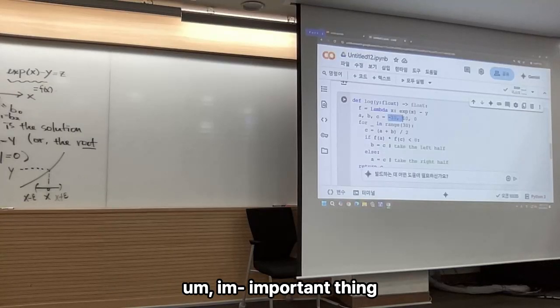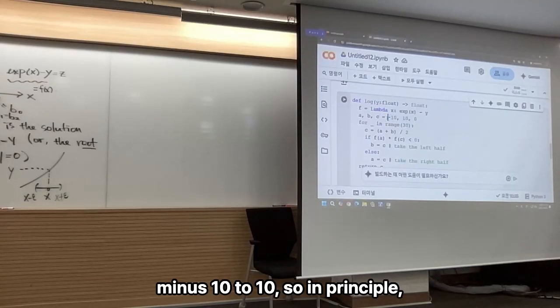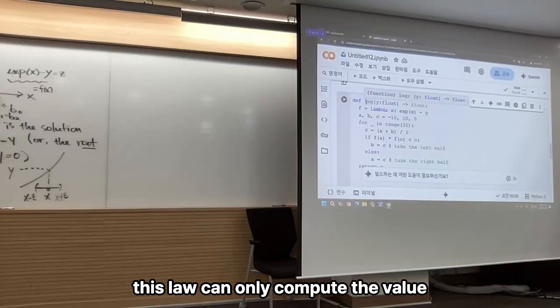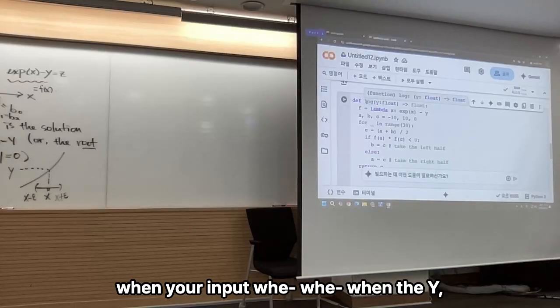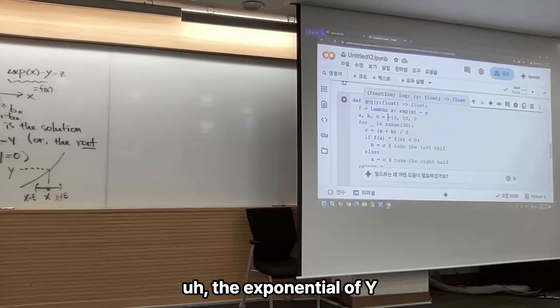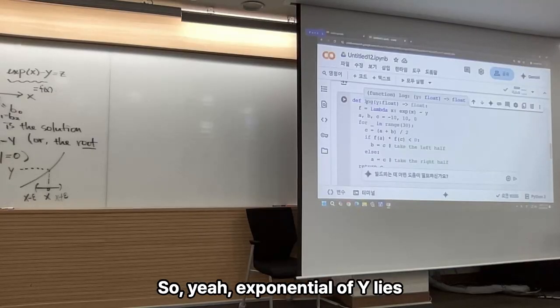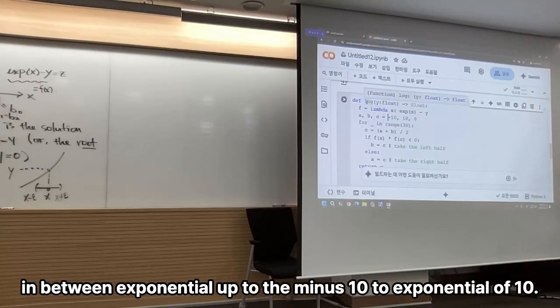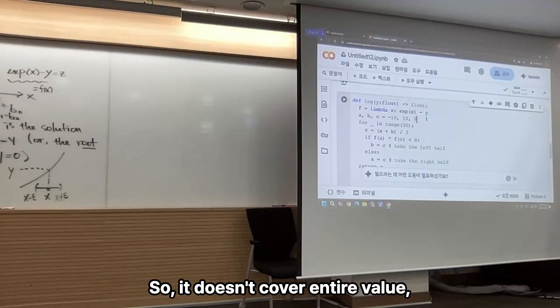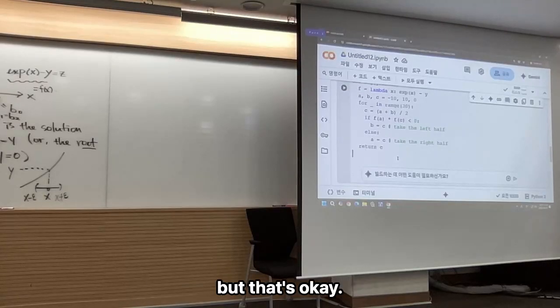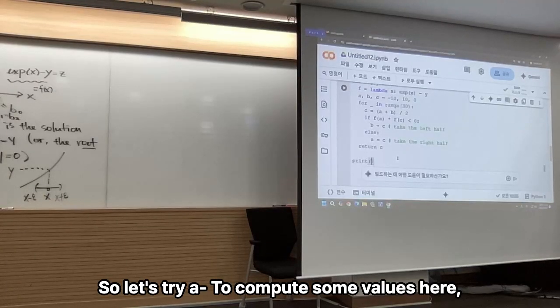One of the important things is that we only assume that our value of x must be lying between minus 10 to 10. So in principle, this code can only compute the value when the exponential of y lies between exponential of minus 10 and exponential of 10. So it doesn't cover the entire value. But that's okay. So let's try to compute some values here.